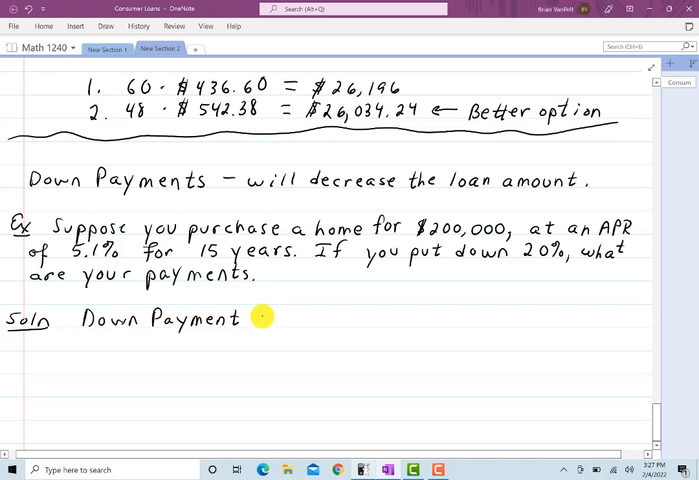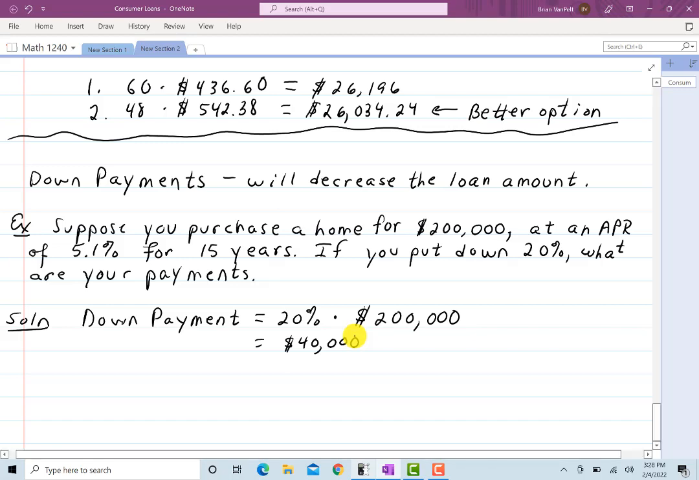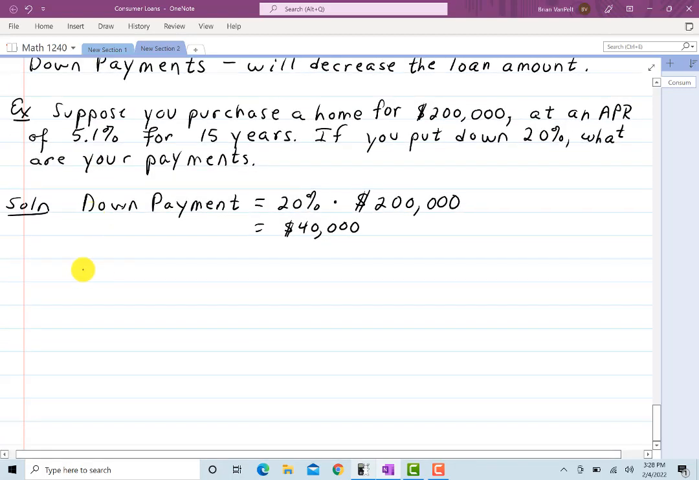So this was the 20%. So what you're going to do is take 20% of the amount of the loan. 20% of 200,000 equals $40,000. That means you will have saved up $40,000 one way or another so that you can give it to the bank before the loan even begins. So this is going to affect you. The amount that you're going to actually have to pay on after this is only $160,000, because you've already taken 40,000 of it out of the equation.